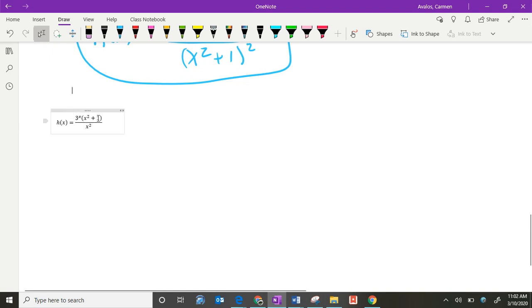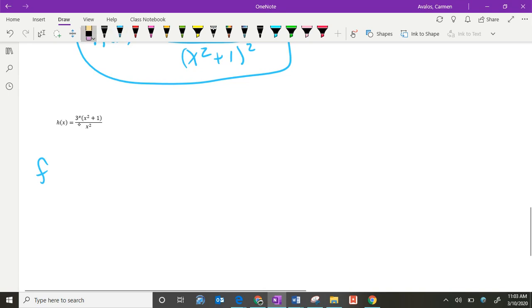Okay, now this one here is a little bit more difficult, and this one here has a product in the numerator and it has a denominator. So therefore, what do you use? Do you use the product rule or do you use the quotient rule? And the answer is you use both. So in order to get the derivative of the numerator, which is your f of x, you're going to have to use the product rule.